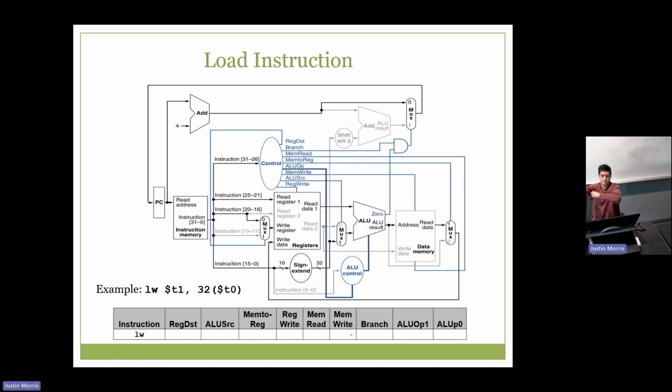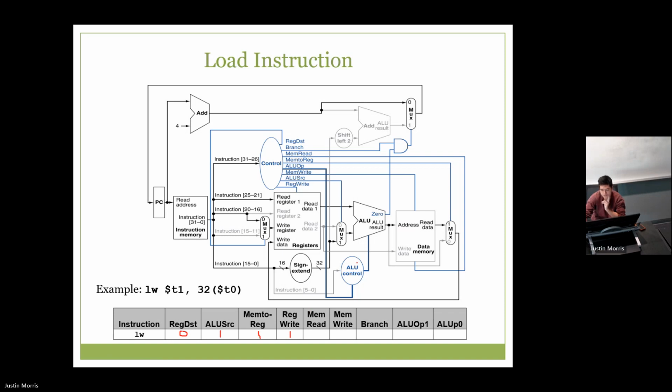So for a load word, register destination, what does it need to be? 0, because I need my destination register to be RT, right? ALU source. And over here, we need the sign extended immediate. So it should be 1. Mem to reg should be 1. Because I am reading from memory, and I need that result to be written to the register file. So it's reg write, also 1.